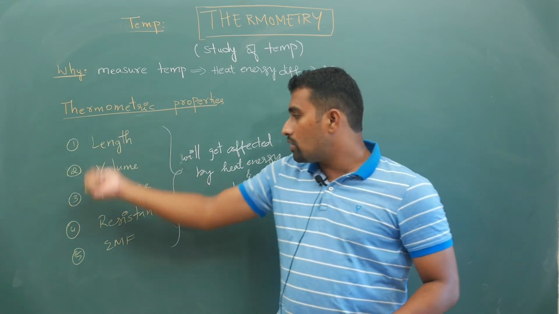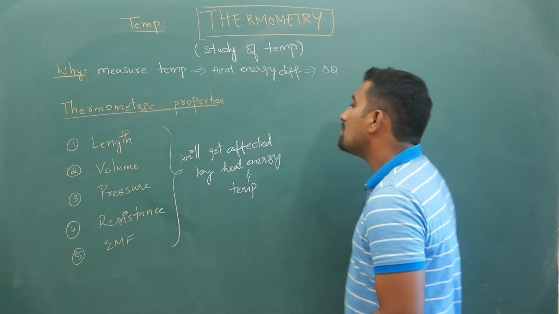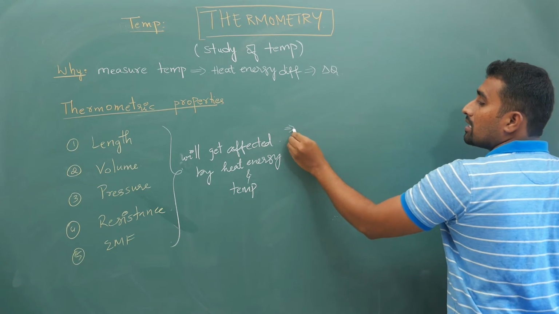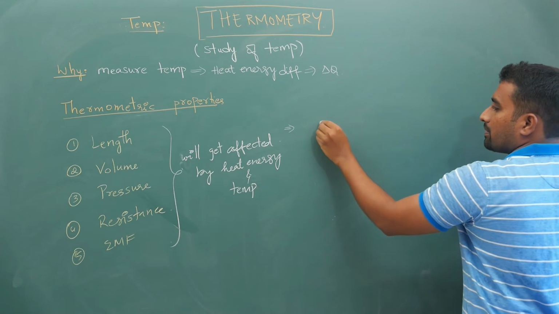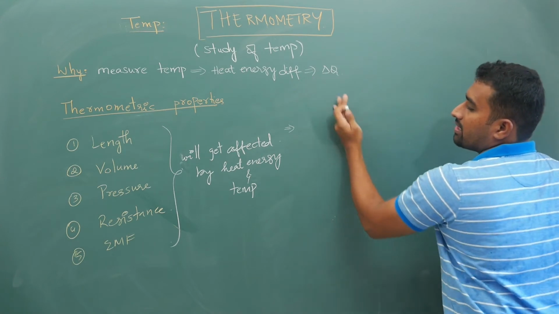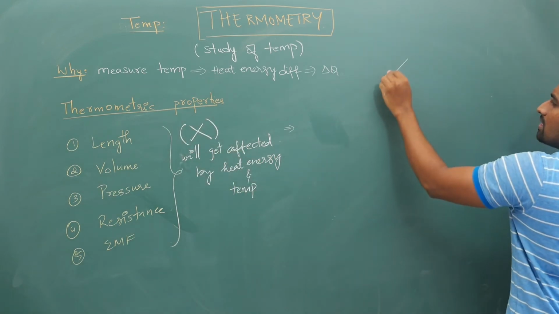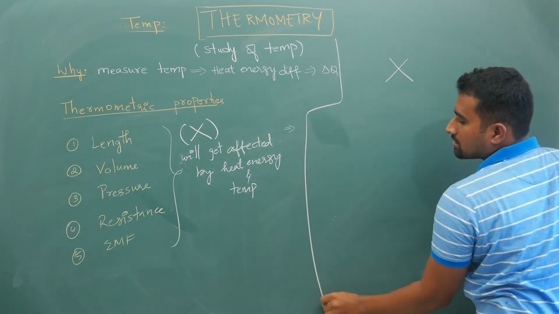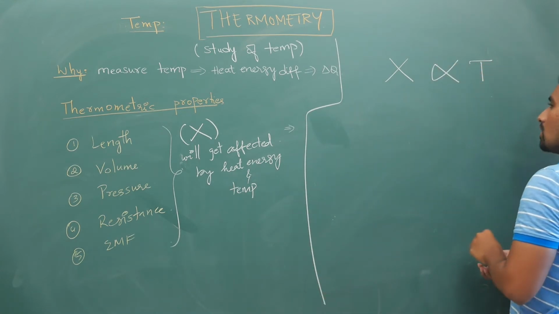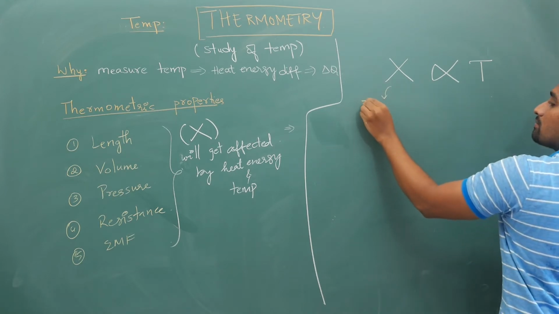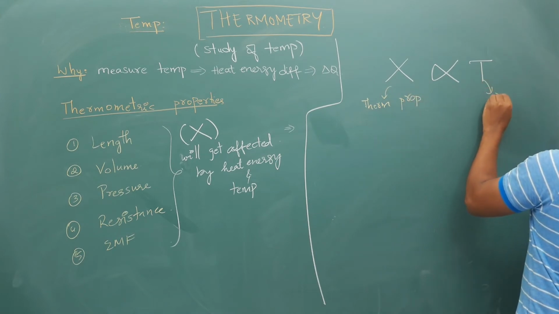Now why only these? Why not area? Why not some other property? All these properties are directly proportional to temperature. If I name all these thermometric properties with the symbol X, this symbol X is directly proportional to temperature. So this is the thermometric property, and this is your temperature.